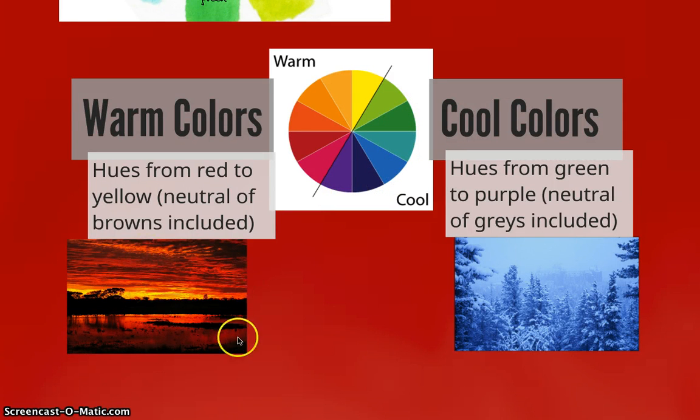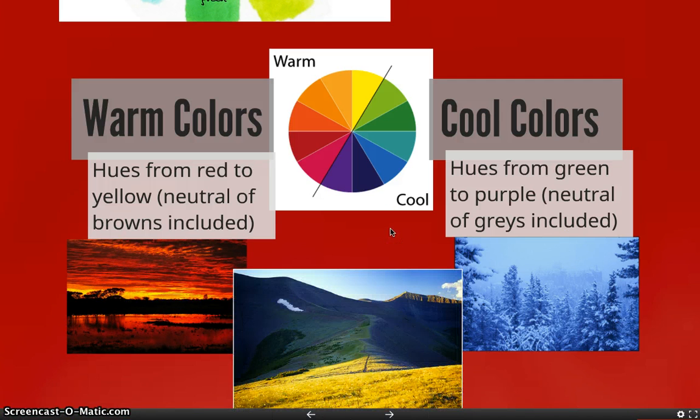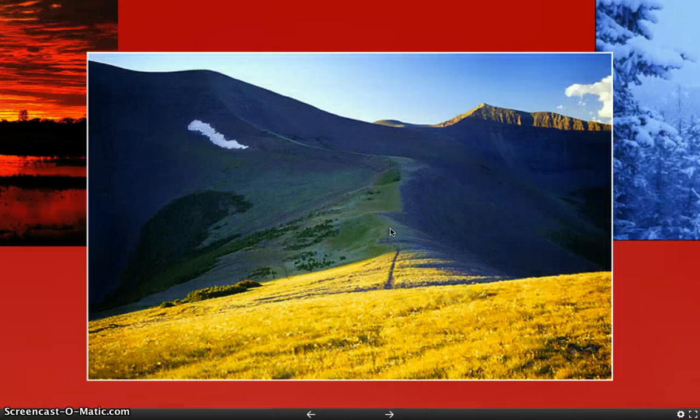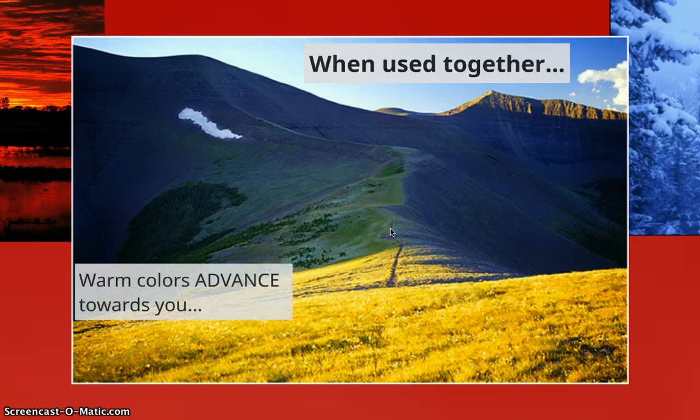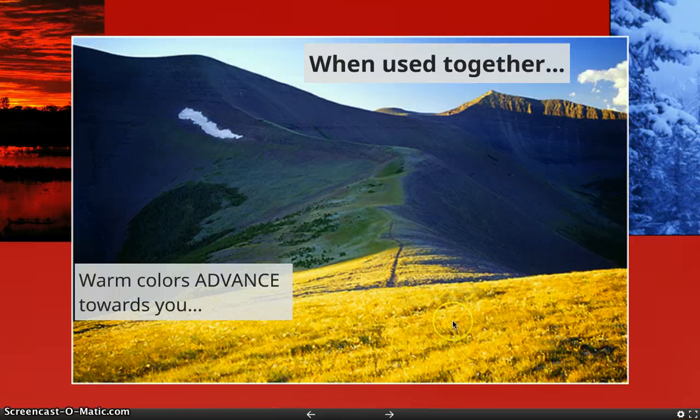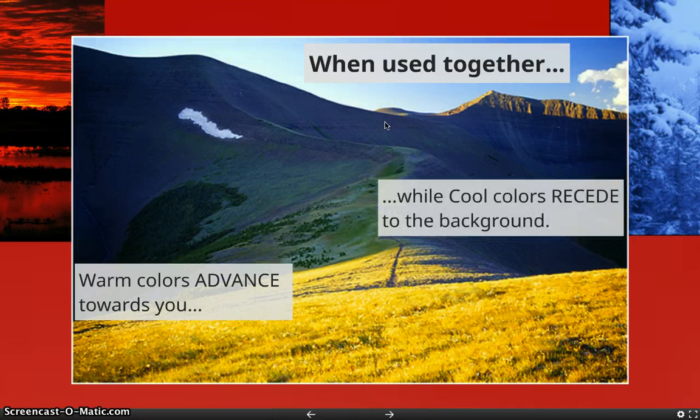So you can have a color scheme that is just warm colors or just cool colors, but when you combine them, something interesting happens. When you use warm and cool colors together, warm colors tend to advance, like this yellowy, orangey grass tends to come forward towards us, while this bluey, greeny, purpley tends to go back. So warm colors advance and cool colors recede.